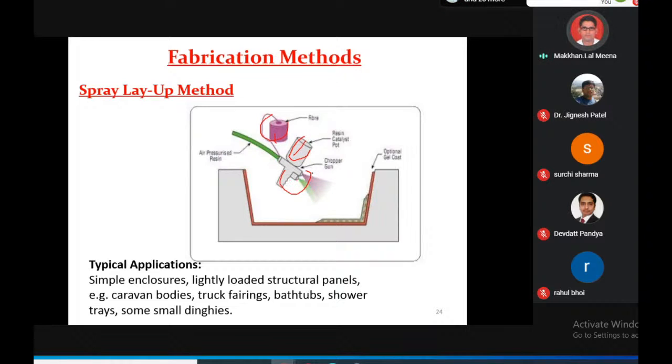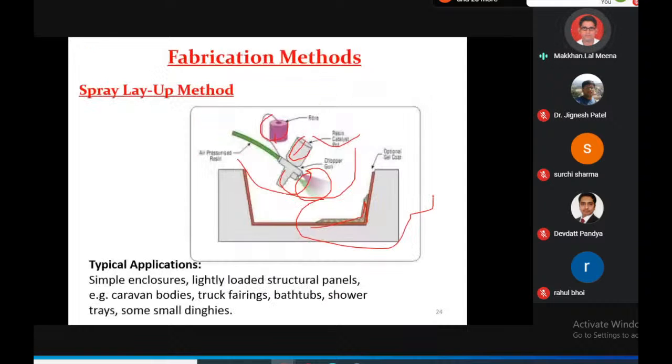In spray form, the final part is required. Spray up is an open molding composites fabrication method, where resin and reinforcement are sprayed onto a reusable mold. The resin and glass may be applied separately or simultaneously chopped in a combined stream from a chopper gun. Workers roll out the spray up to compact the laminate.